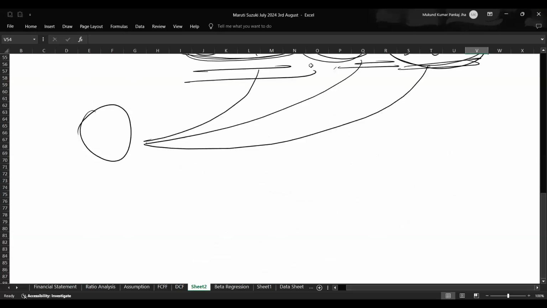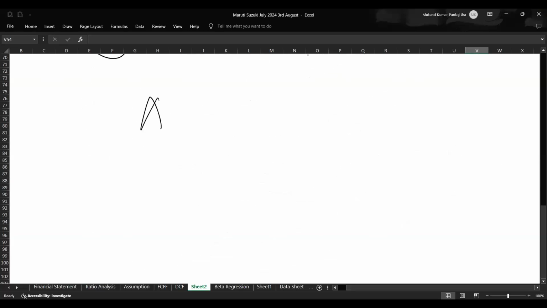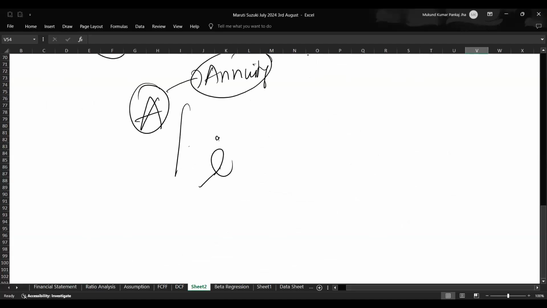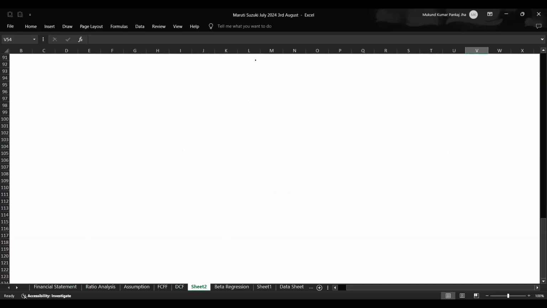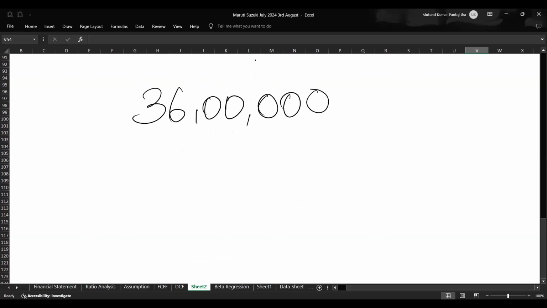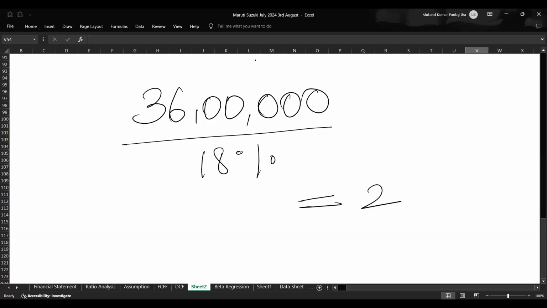And the formula is very simple. A by I. What is A? Annuity. Annuity is the annual payments that you will be receiving every year divided by I, that is interest rate. Annuity upon interest rate, that would be 36 lakhs, that is nothing but 3.6 millions, divided by 18%. 36 lakh divided by 18%, you will get 2 crores.